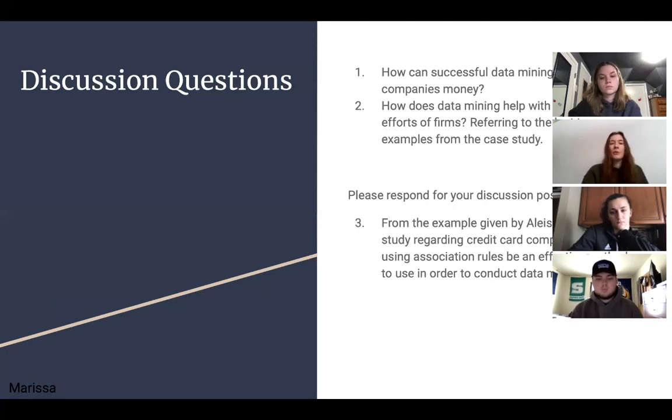And then our final question that we're asking you to respond to on the discussion board is, from the example given by Alicia in the case study regarding credit card companies, would using association rules be an effective method to use in order to conduct data mining?